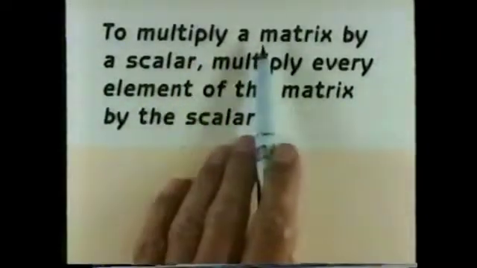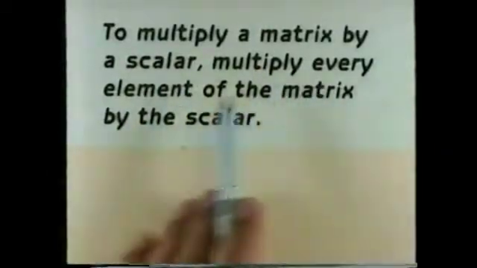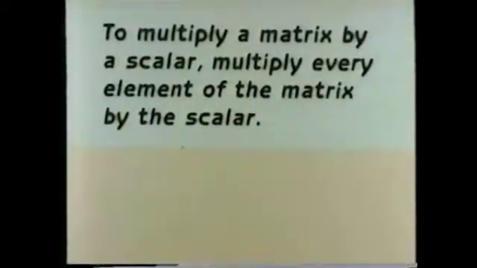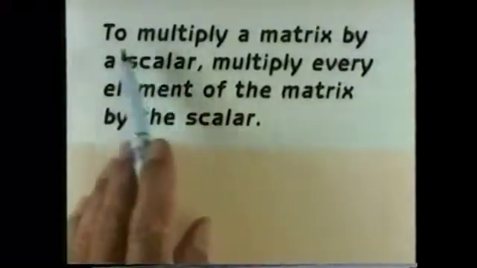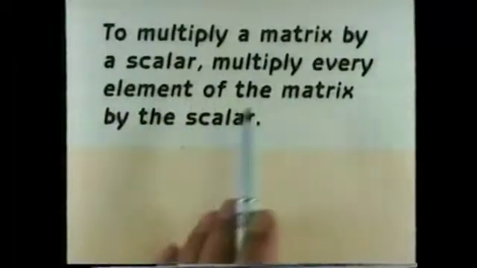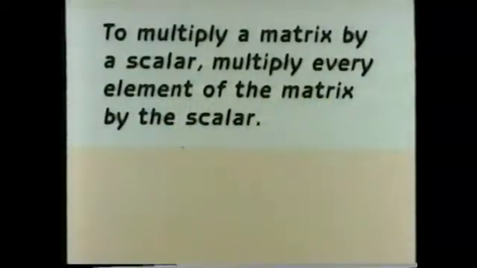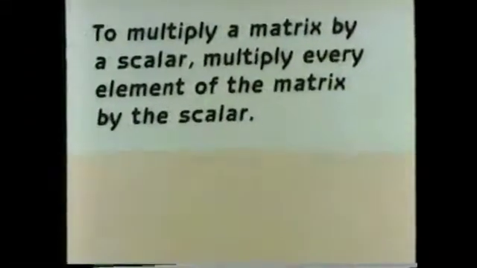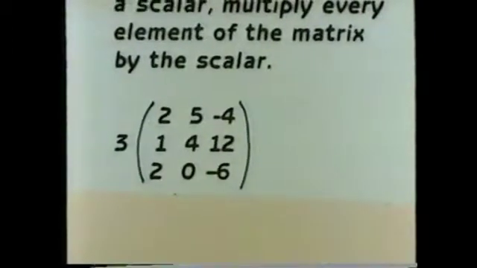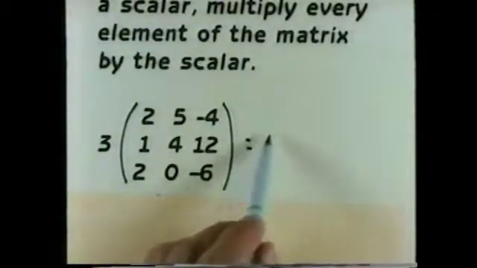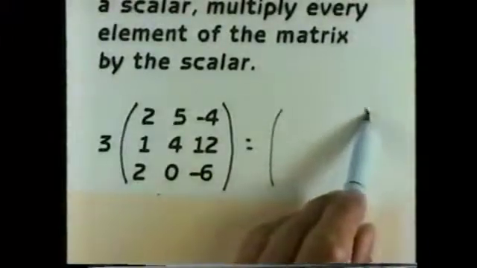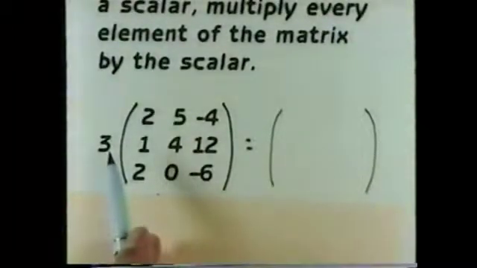To multiply a matrix by a scalar, multiply every element of the matrix by the scalar. Now, a scalar is just a real number. So to multiply a matrix by a real number, multiply every element of the matrix by the real number. As an example, let's multiply the matrix 2, 5, negative 4, 1, 4, 12, 2, 0, negative 6 by the scalar 3. I simply multiply every element in the matrix by the scalar.